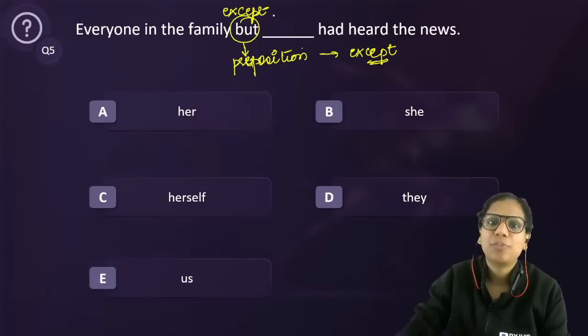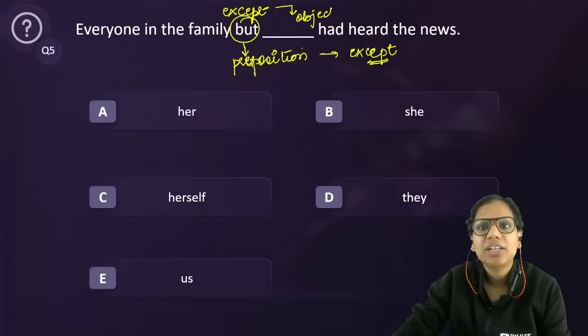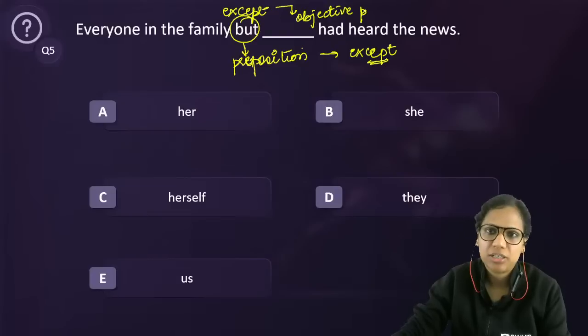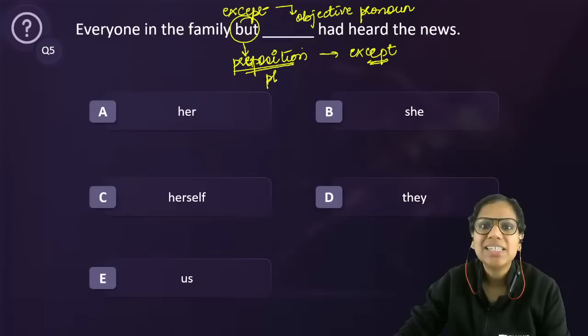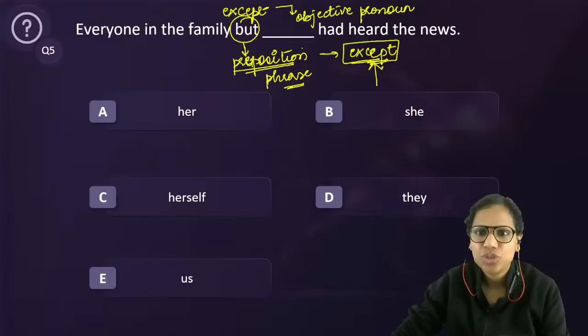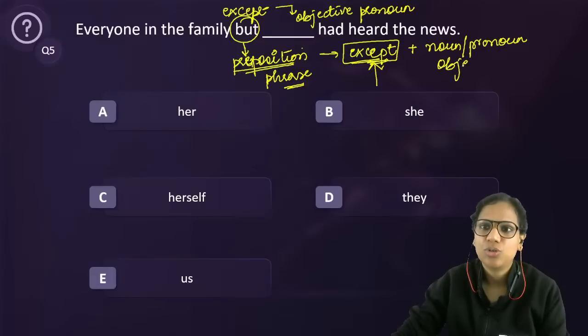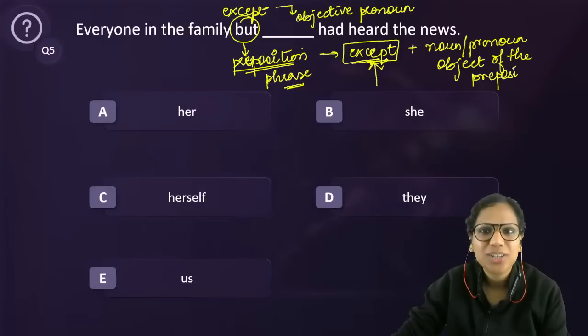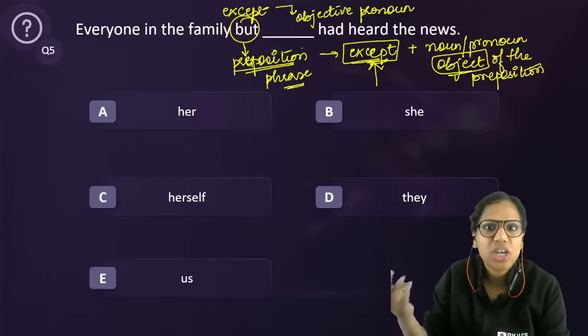Now, after a preposition, whenever you use a pronoun, it has to be an objective pronoun. It has to be an object. Okay. Why is that the case? Because a preposition exists as a phrase, as a group of words. This group of words has a preposition plus a noun or a pronoun that we call the object of the preposition. इसको बोलते हैं हम object of the preposition. Now, when the noun itself is the object of the preposition, it of course has to be in the objective case, it has to be an objective pronoun.